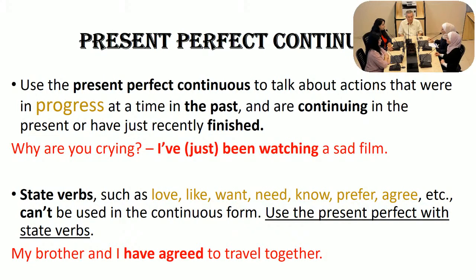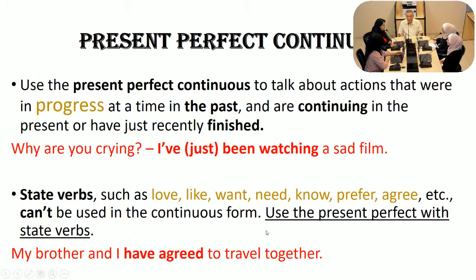There is an important idea: state verbs such as love, like, want, need, know, prefer, agree, etc. can't be used in the continuous form. So we use the present perfect simple with a state verb. Actually, state verbs are never used with the ING continuous form in general. Like, my brother and I have agreed to travel together. Actually, with since and for, both tenses, present perfect simple and present perfect continuous, have the same function.